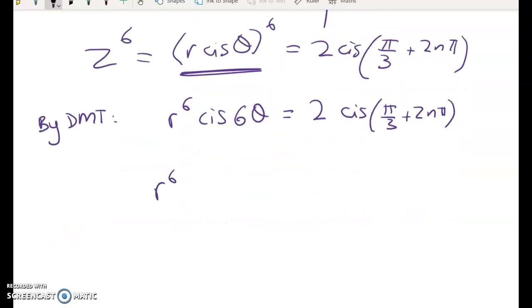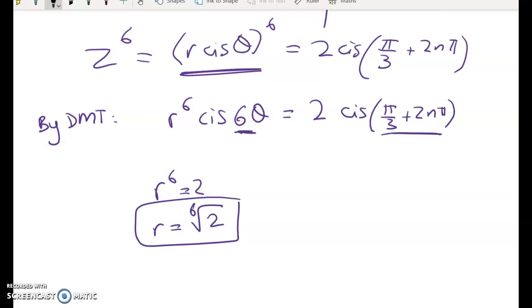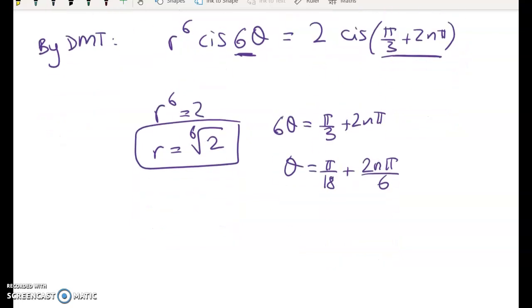Right, so r to the power of 6 is equal to 2, r is equal to the 6th root of 2. And next, we're going to have 6 theta is equal to all of this. So 6 theta is pi on 3 plus 2n pi. Theta is equal to pi on 18 plus 2n pi on 6. Now, most of you probably see that and want to simplify that down to n pi over 3.